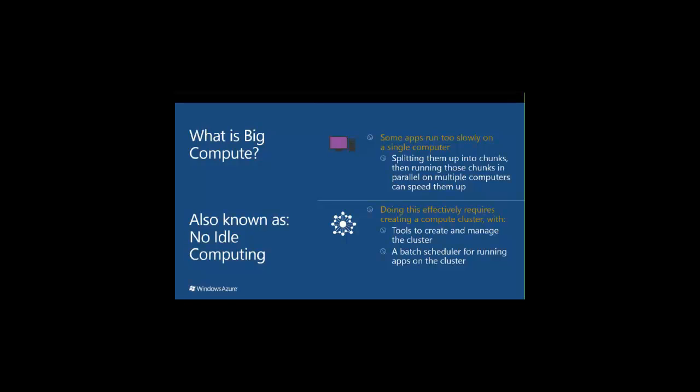I also like to call big compute something called no idle computing, meaning that you're trying to resource-manage your investment so that it's not doing idle computing, not just simply sitting there. And this applies really well in the cloud scenario, where you can simply spin up a cluster in the cloud and then turn it off when you no longer need it.